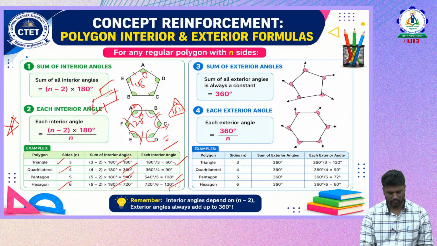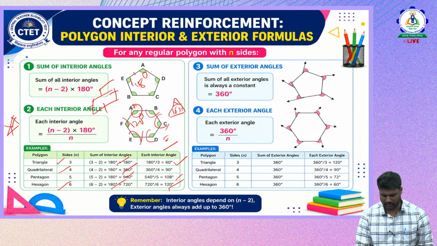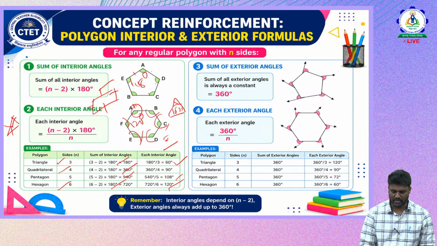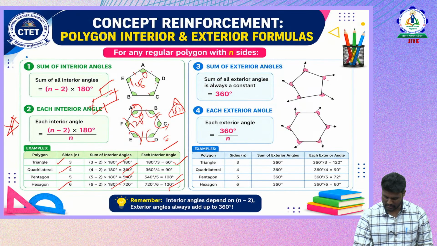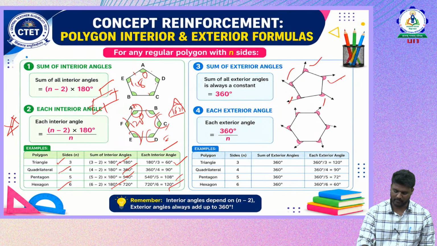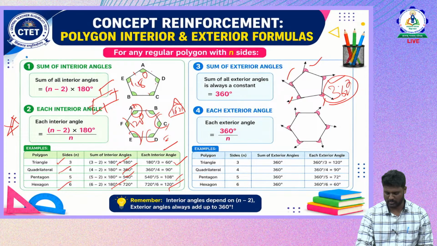So this is the way of identifying, when they give a regular polygon, the sum of the interior angles and each interior angle. Similarly for the exterior angles, the sum of all exterior angles is always a constant in a given regular polygon. These are the exterior angles. When you extend these lines, the sum of all the exterior angles will make 360 degrees.